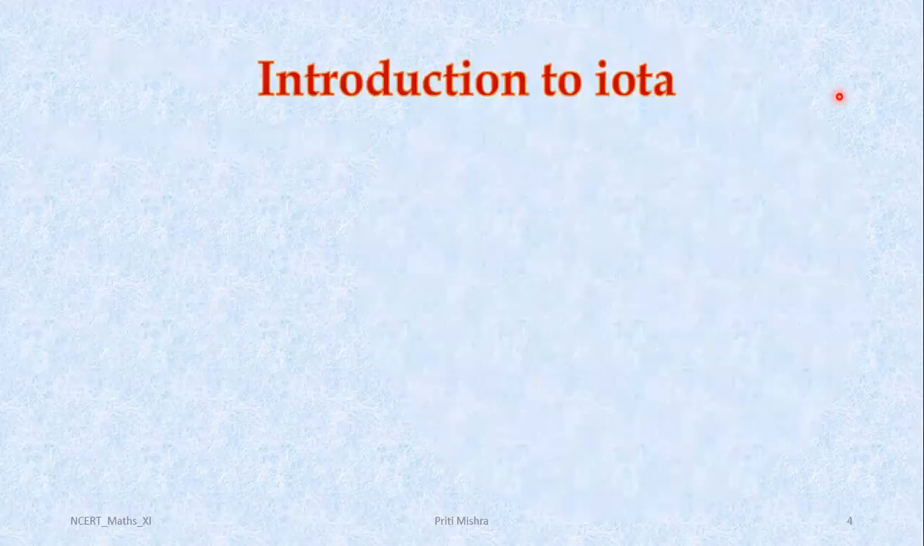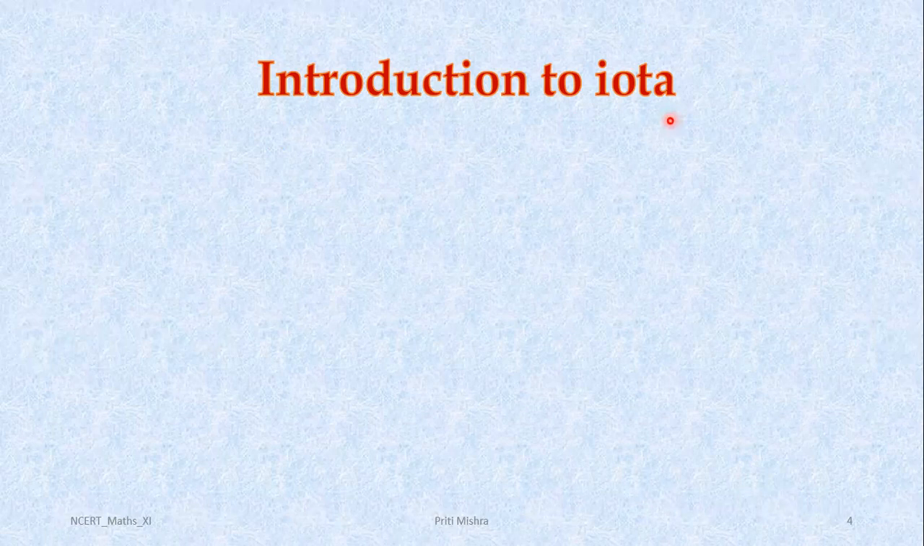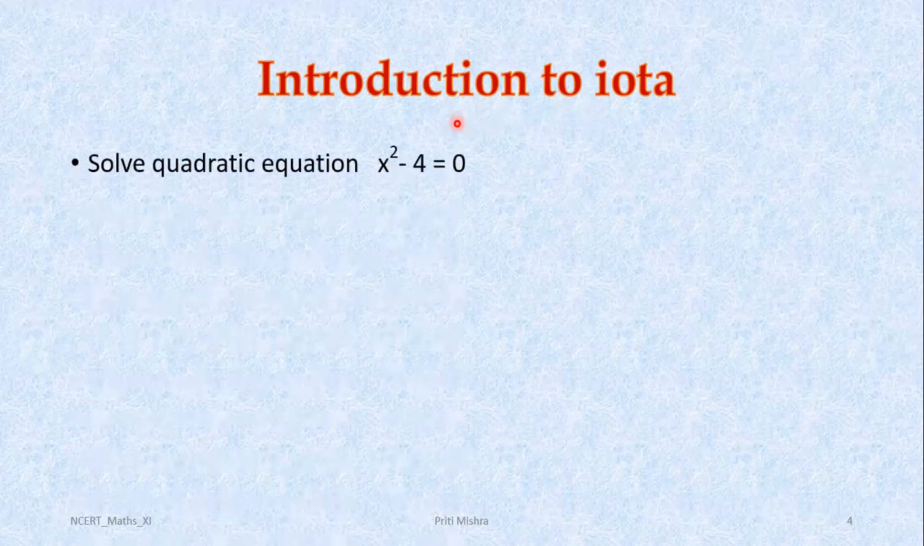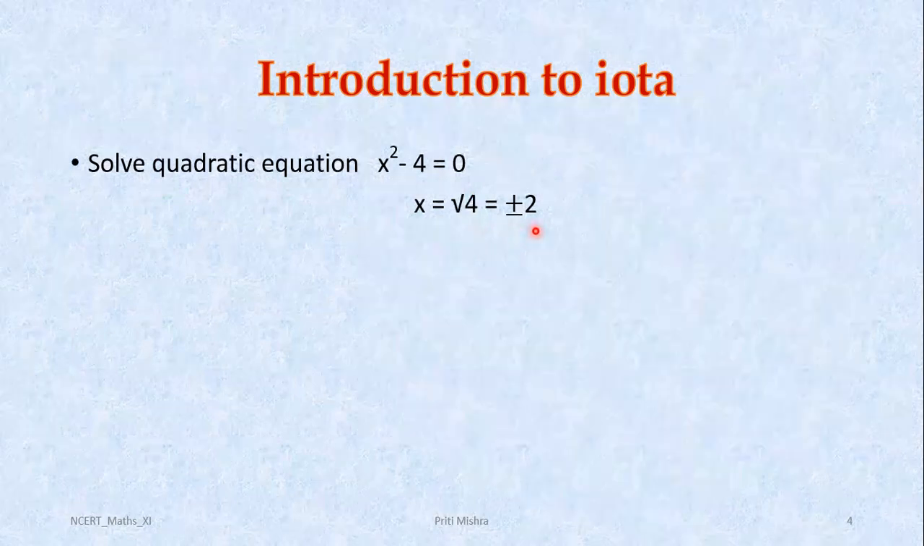So before starting complex numbers, we need to know what is iota, because complex numbers involve the term iota. So here we are having the introduction for iota. So let's find out what is iota. If I ask you to solve a quadratic equation, x square minus 4 is equal to 0, this is very simple. You can do it very easily. Just write x is equal to square root of 4. And now you are having two roots for x, which are plus 2 and minus 2.